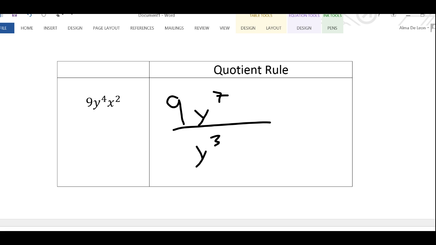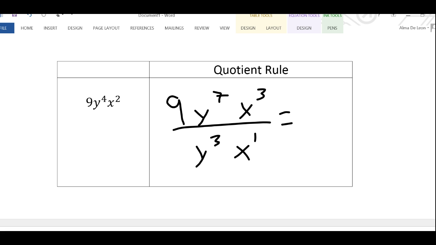I need to come up with 2 x's. So let's say that I had 3 x's on the top. 3 minus what gives me 2? Well, 1. So if I just have 1 x on the bottom, using the quotient rule, I will end up with 2 x's on the top. So let's go ahead and do this.